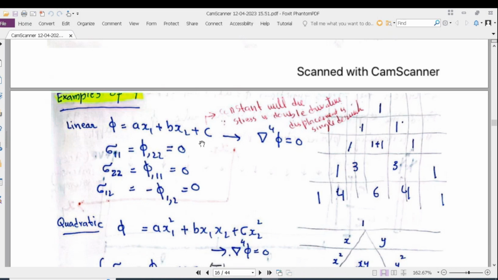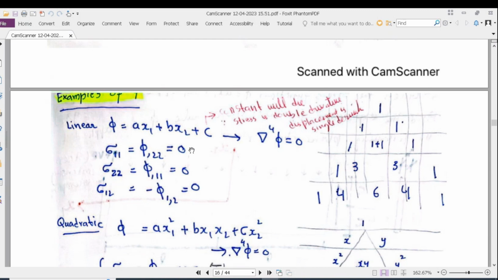We have got an option either to select phi as a polynomial function or a trigonometric function. If we opt for choosing a polynomial function, it is important that we put appropriate terms of polynomials, and each term must be of a sufficient degree to give us appropriate solution. Now, for example, if our polynomial function is linear, which is ax1 plus bx2 plus c, in this case, all our stresses come out to be 0 and the compatibility is also 0. So this function will give us a trivial solution.